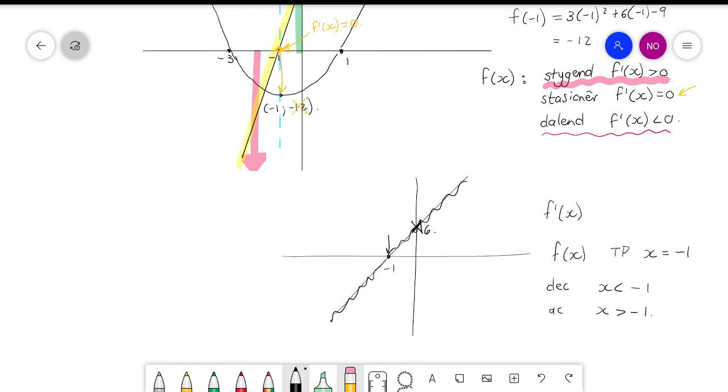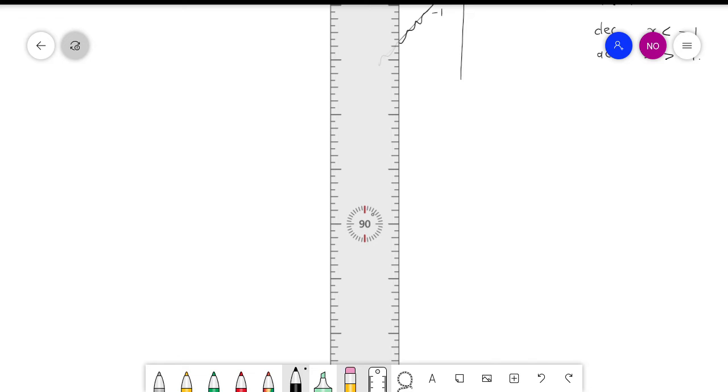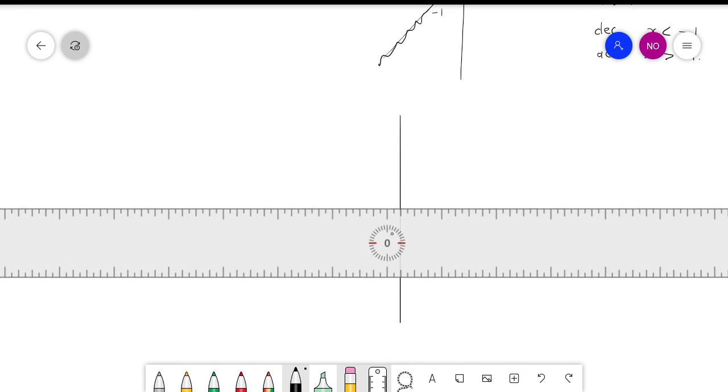Okay, but now I want to move on to when we have a parabola going back to the function that has an x cubed. I don't want to erase now. Okay, so I am now going to draw the same parabola, but this time it is going to be the graph of the first derivative.